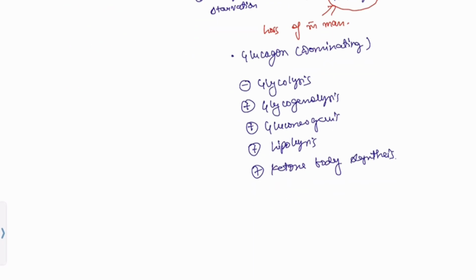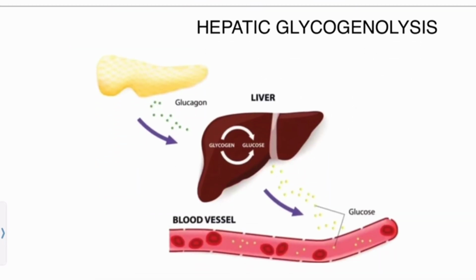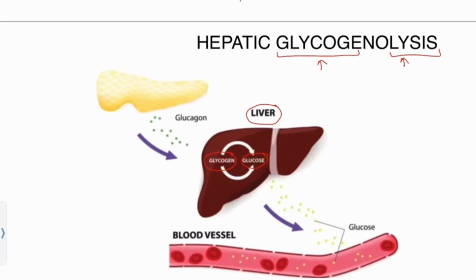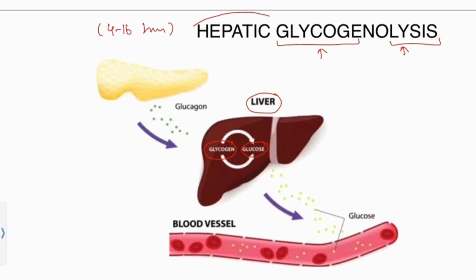Now, hepatic glycogenolysis, as the name itself suggests, glycogenolysis means breakdown of glycogen. So, in hepatic glycogenolysis, glycogen breaks down into glucose in liver. It occurs after 4 to 16 hours of food intake. Hepatic term is specified here because glycogenolysis can take place at two sites, skeletal muscle and liver. But in case of starvation, liver is the major site where glycogenolysis takes place.